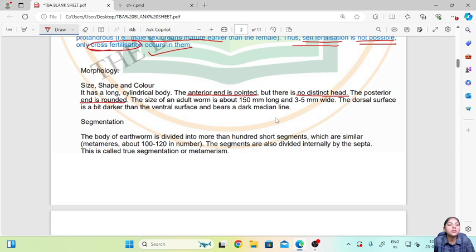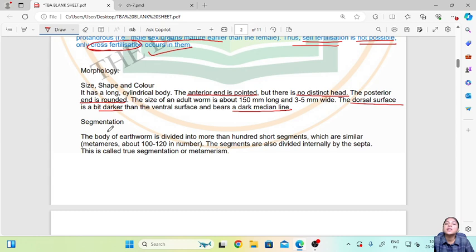Then the dorsal surface is a bit darker than the ventral surface. So the dorsal surface is a bit darker, whereas the ventral surface will bear a dark median line.